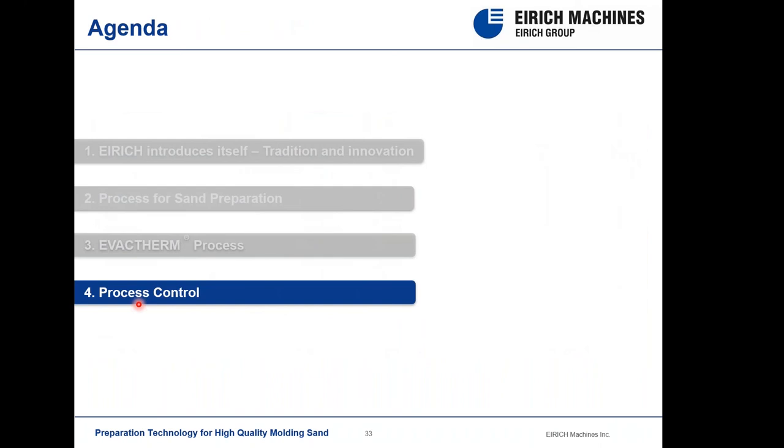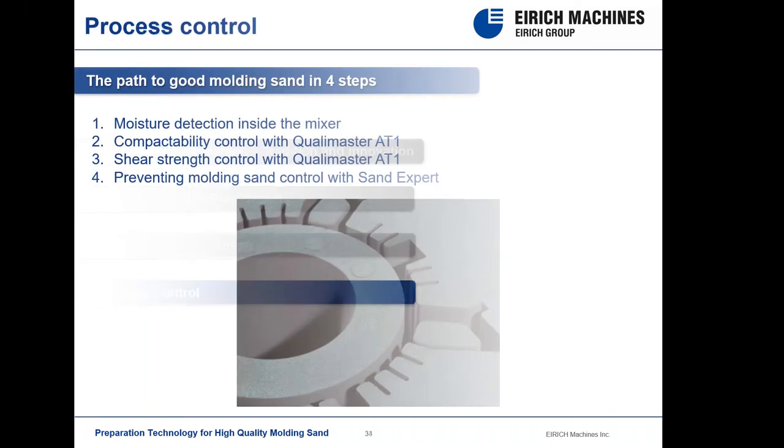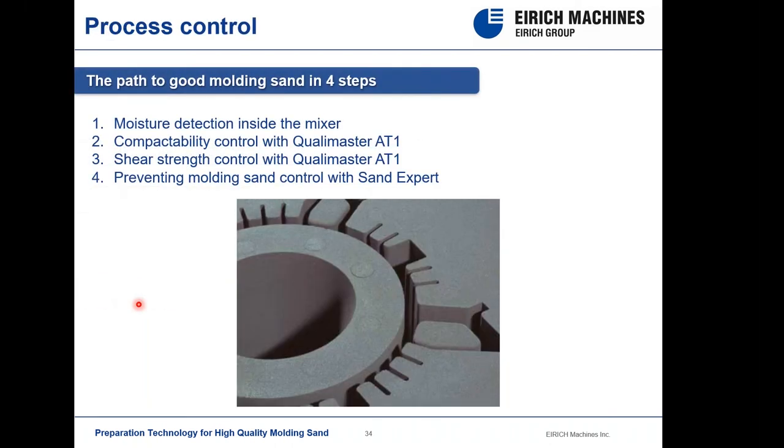Now, we're going to talk a little bit about process control. We have this very good technology of preparing sand, but what happens after that? How do we control this process in order to be more efficient and bring more economic savings to our process? Well, we're going to use a process control in four levels or four steps.